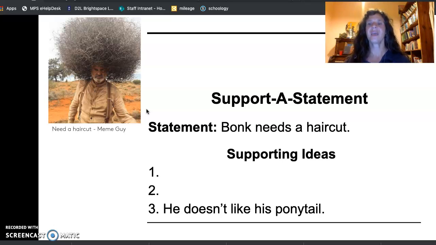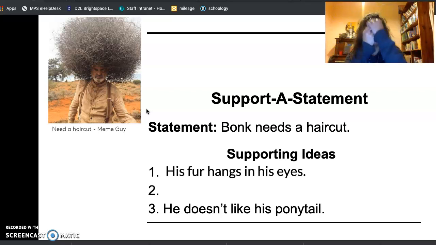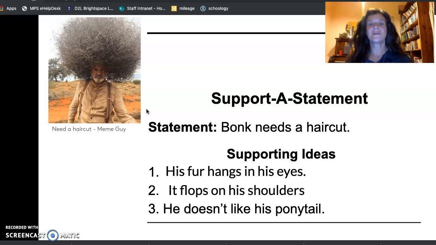All right, looking like everyone is pretty much done reading those six pages. So what are our ideas? What support did we find for the statement, Bonk needs a haircut? Yeah, his fur hangs in his eyes, right? Okay, when my fur is all over my eyes, I need a haircut, right? Okay. What's the next reason that we found to support the statement that Bonk needs a haircut? It flops on his shoulders. There we go. Those are three things from the book that support the statement, Bonk needs a haircut, okay?